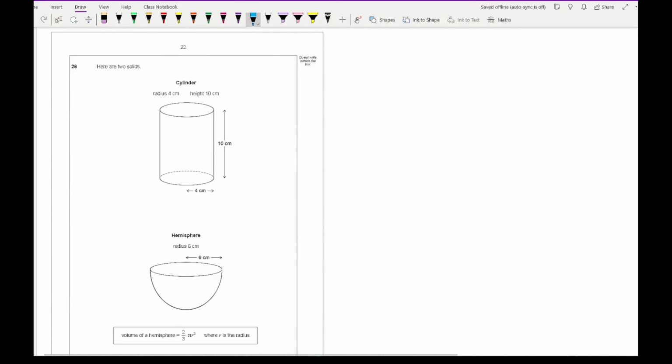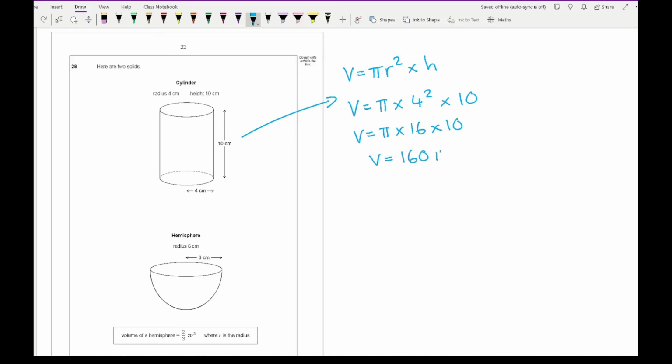For the cylinder, we've not been given the formula, so it's something you're going to need to remember. The volume of a cylinder is pi r squared h. So substituting numbers in, I get V equals pi times the radius, which is 4 squared, times h, which is 10. If I simplify that, I get V equals pi times 16 times 10. So that gives me V equals 160 pi.